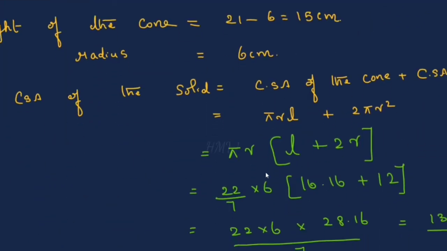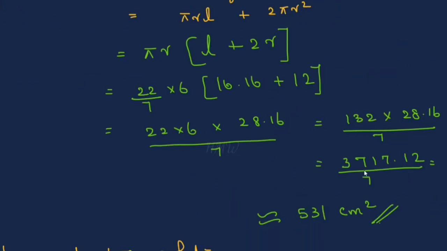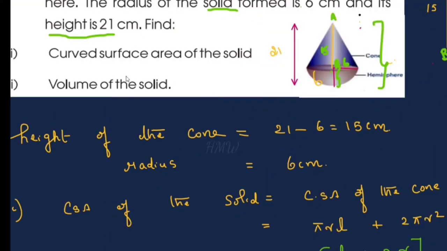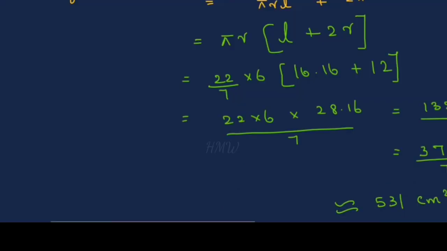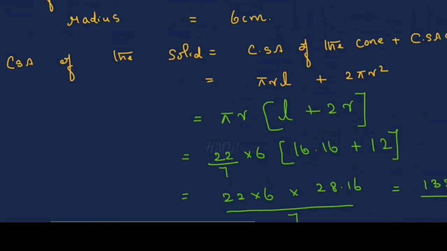So the CSA of the solid is pi r (L plus 2r). Pi is 22 by 7, r is 6, L is 16.16 plus 2r. 2r is 2 into 6, that is 12. We get 3717.12 by 7, so we are getting approximately 531 centimeters square. So the curved surface area of the solid is 531 centimeters square.